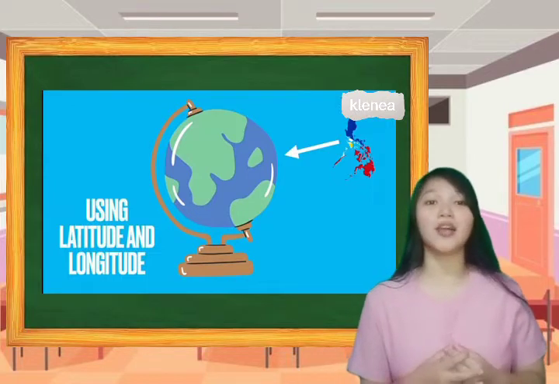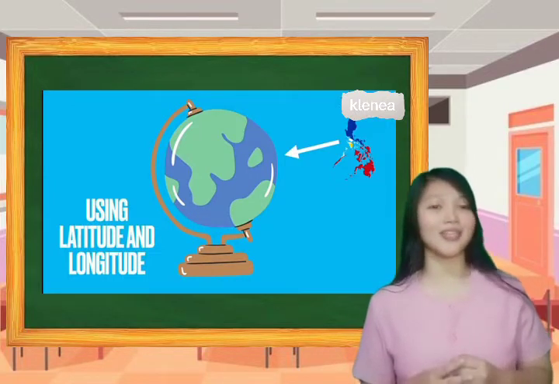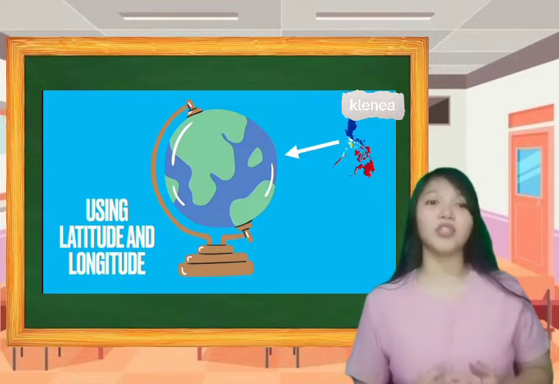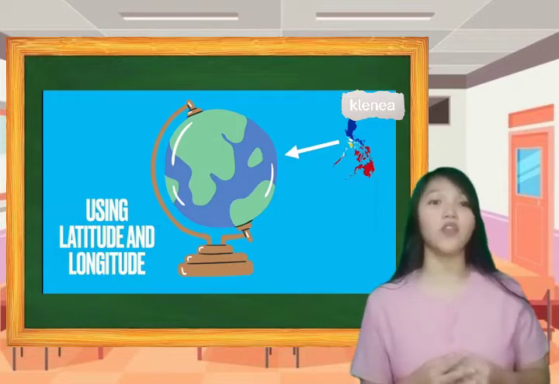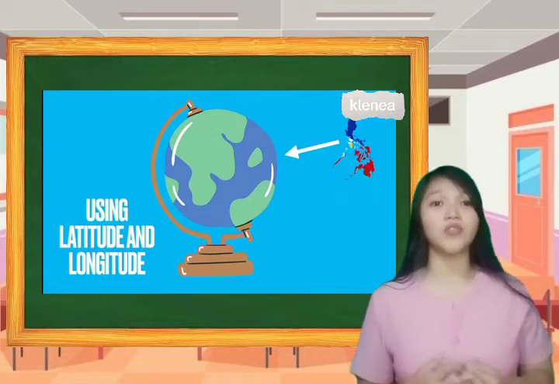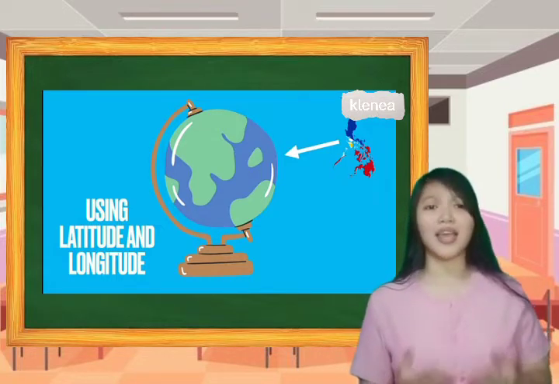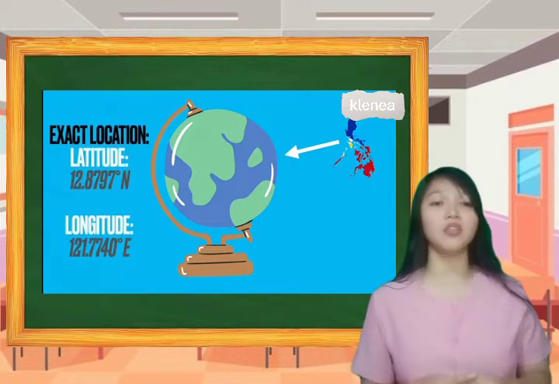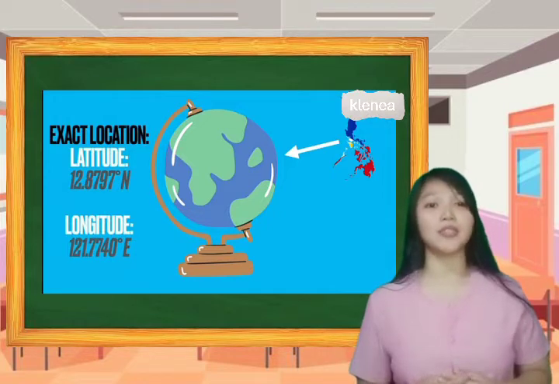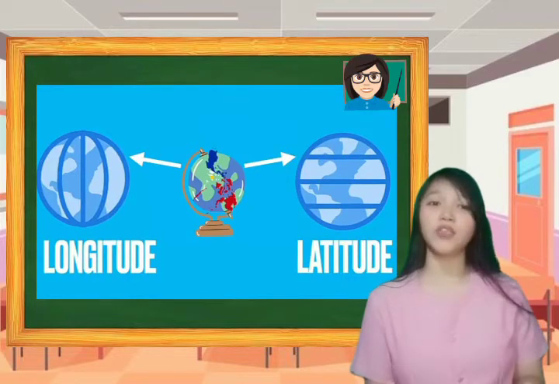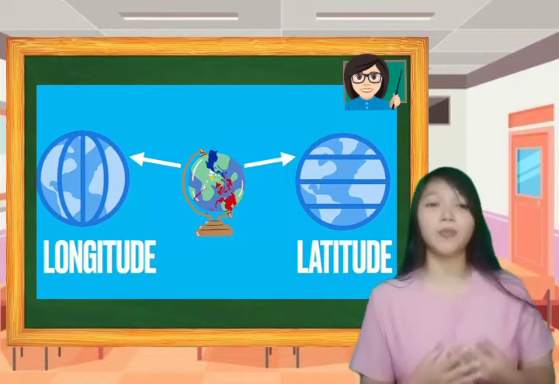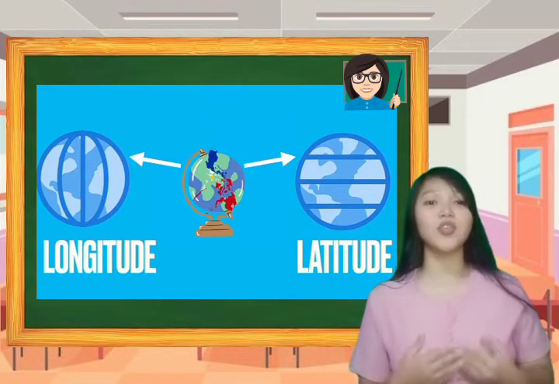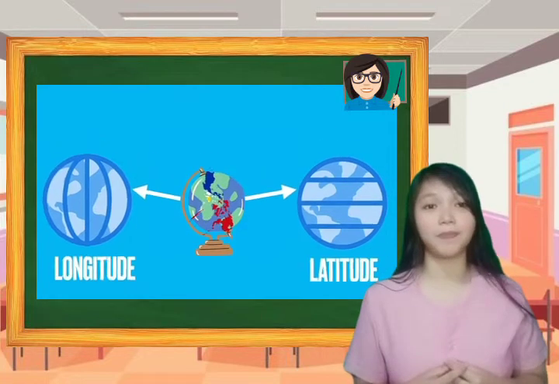So these lines are imaginary because you can't see them. Lines of latitude circle the Earth from east to west. Lines of longitude circle the Earth from north to south. So these lines are what geographers use to find the location of a specific place on Earth. In our previous lesson, you were able to locate places using a coordinate system.